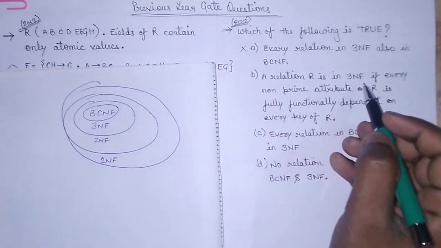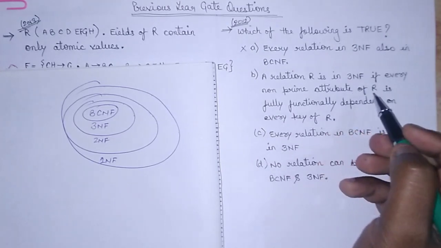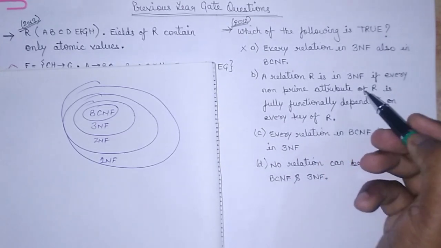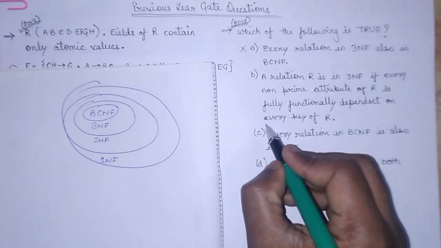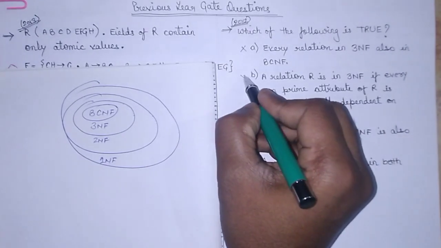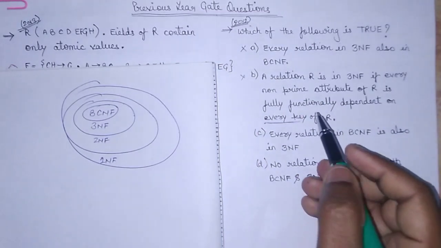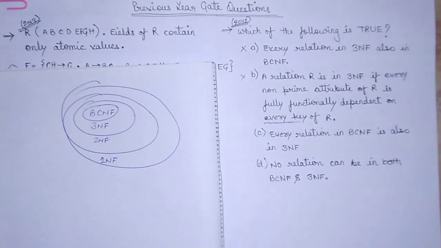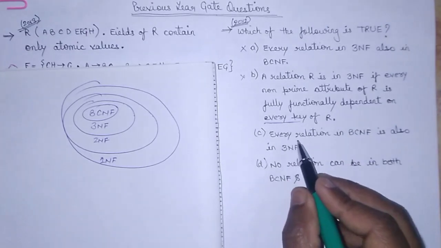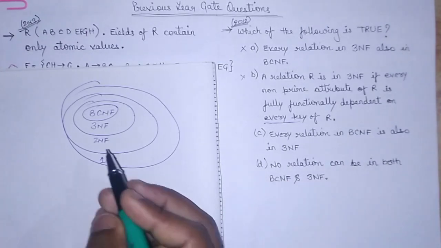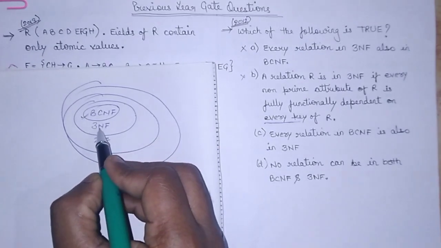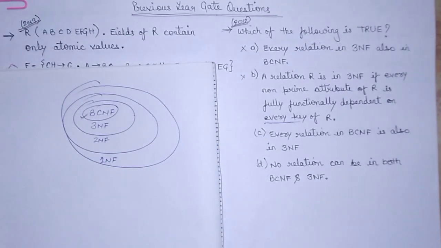A relation R is in 3NF if every non-prime attribute of R is fully functionally dependent on every key of R. Here the word "every" makes this complete statement false. The rest is true, but every key cannot determine a prime attribute, so it cannot be dependent. You can check the 3NF definition; it is the same thing. Every relation in BCNF is also in 3NF, true, because BCNF is a higher form and always includes the lower forms. If the relation is in BCNF, it is already in 3NF also.